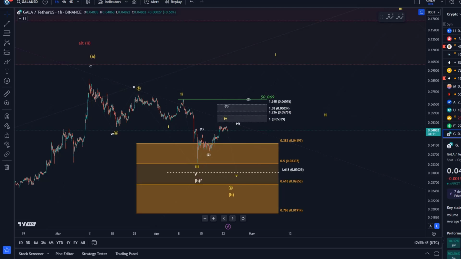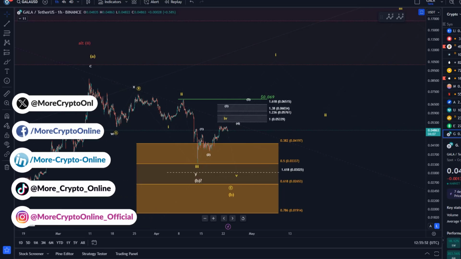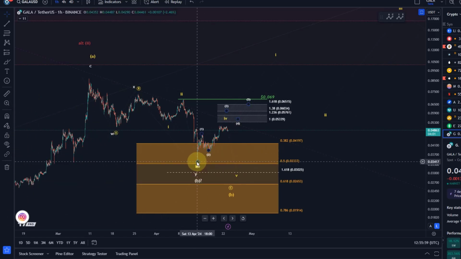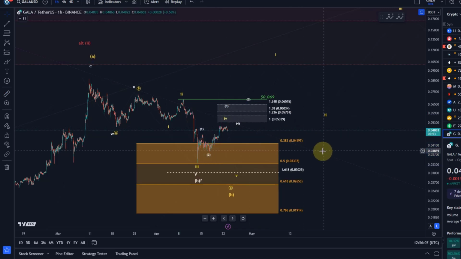Yeah, Gala hasn't really moved much since yesterday. Actually, pretty boring price action at the moment. It was quite interesting the last few days. Obviously, we had a bit of a small pump there, and the move from the Saturday low, the 13th of April, was quite interesting. Yeah, it was 50%, not too bad in terms of volatility.